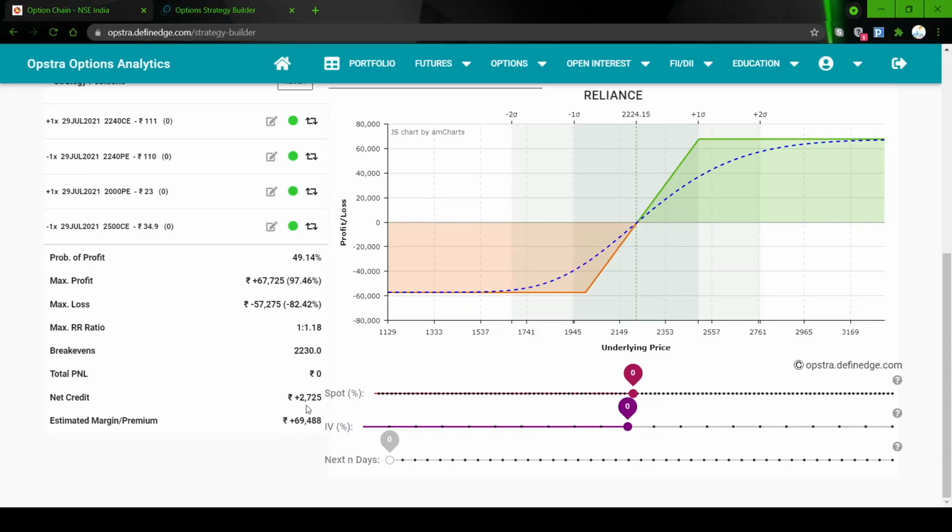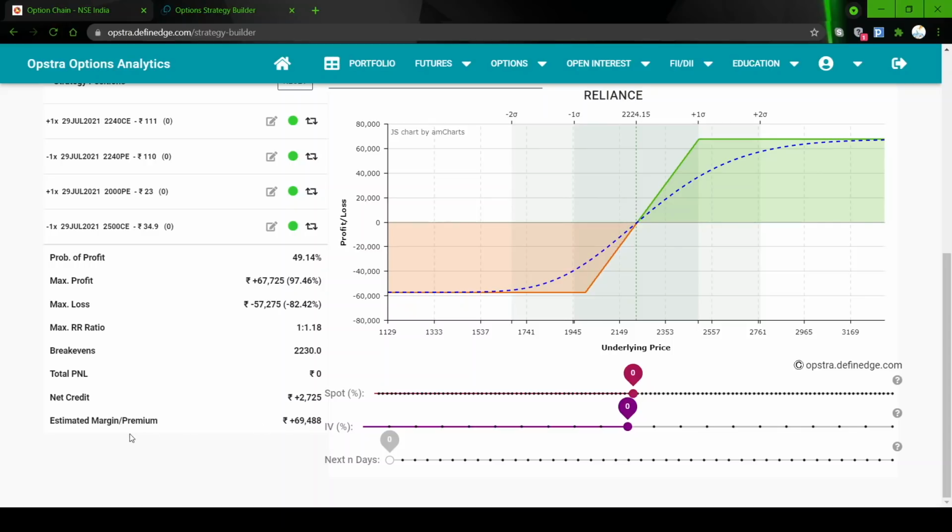And we receive a net credit for this because we give 1 rupee debit here, but we have got a good credit here, because 35 rupees we sold and 23 rupees we paid out. So we have got a credit here. So that is the credit which we are getting here.